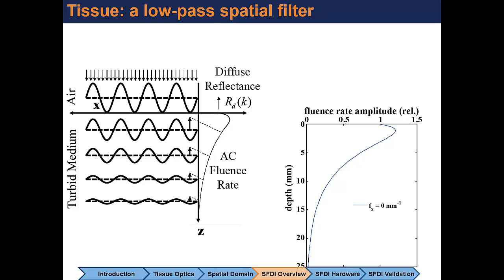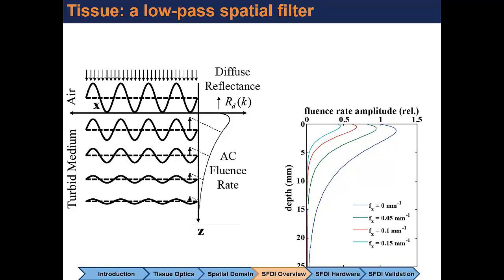And we refer to the diffuse reflectance, R_d of k, as basically what comes out. But what's inside the tissue in terms of the amplitude is the AC fluence rate, the fluence rate of this AC component. And we can plot that here. So here's fluence rate versus depth for a specific spatial frequency. This is the lowest frequency, it's planar. And as you increase spatial frequency, what you see with the fluence rate is that it decreases in amplitude. So it's a low-pass filter. High frequencies are damped more than low frequencies. And moreover, the depth dependence is different.